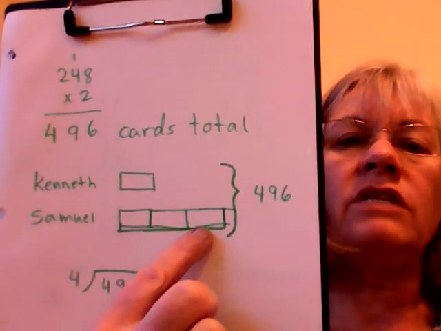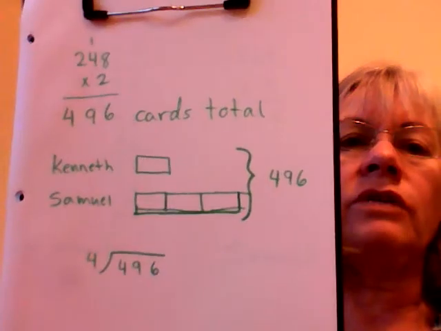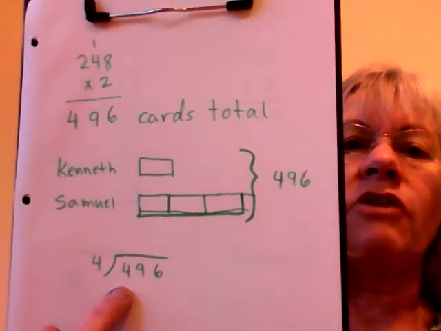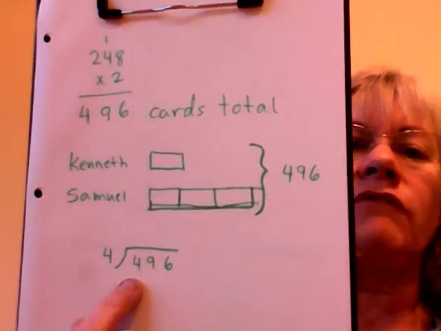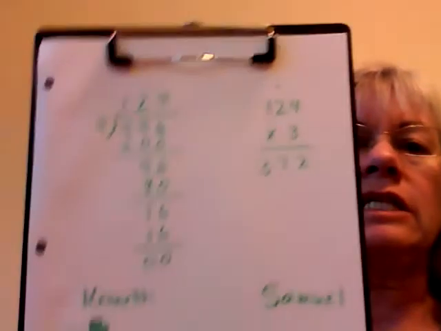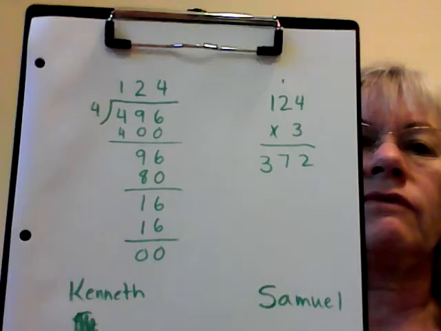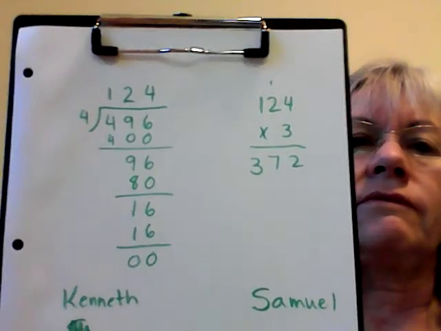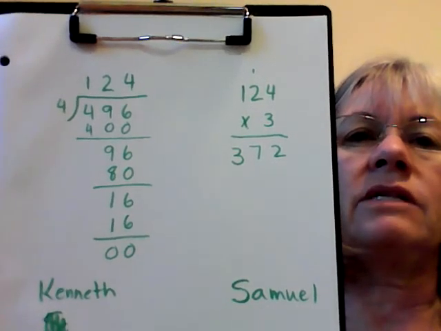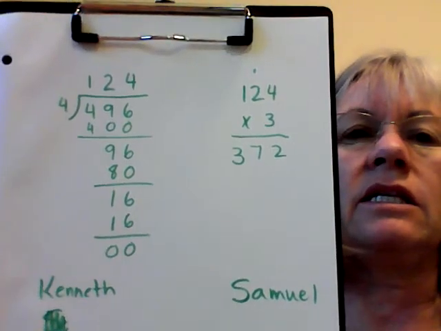Now we know that all of these bars together give a total of 496 cards. We can see that there are 4 bars. We're going to divide 496 equally into 4 parts, and that will give us the solution to this story. Here's the division problem, 496 divided by 4, when it's done correctly. And feel free to check my work. If any of us makes a mistake, it's good to have many eyes looking at this.